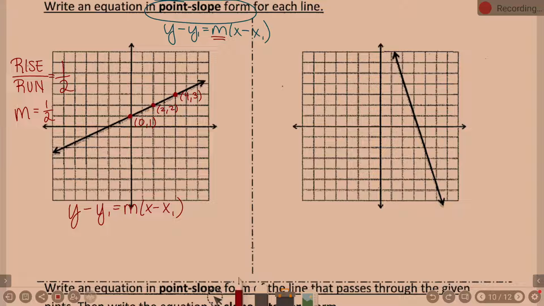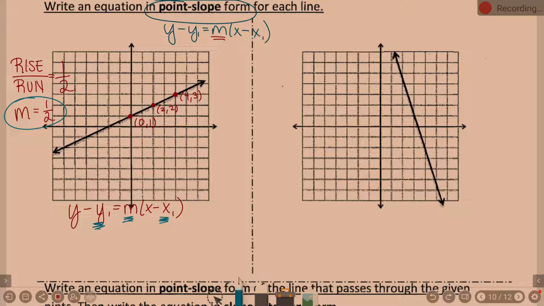Directions asked us to write this in point slope form. So we've got to fill in 3 pieces here. I need to know y1, I need to know m, and I need to know x1. We've got m.